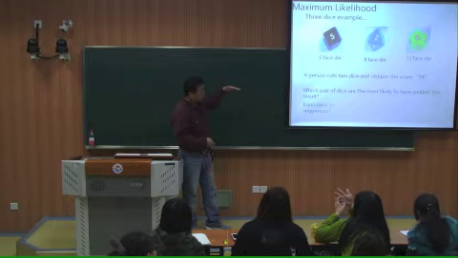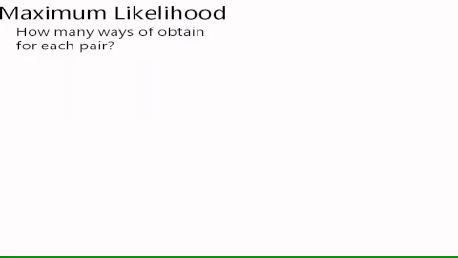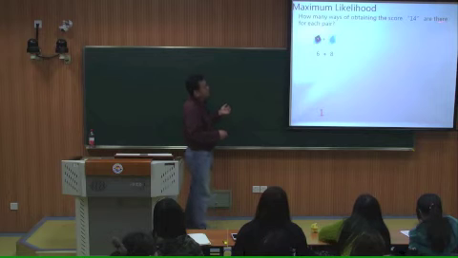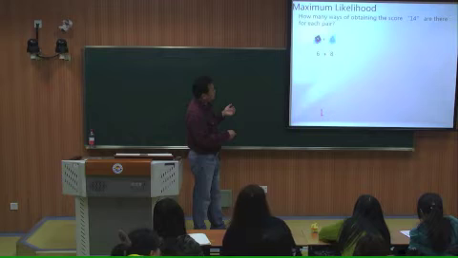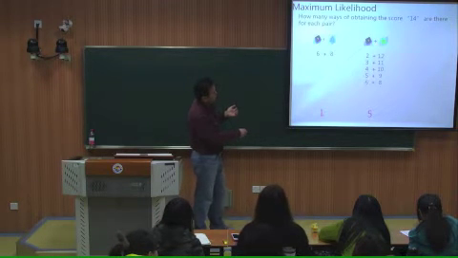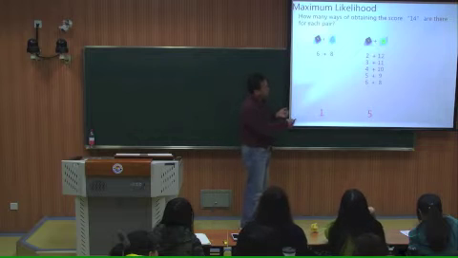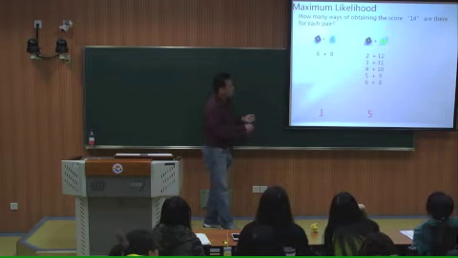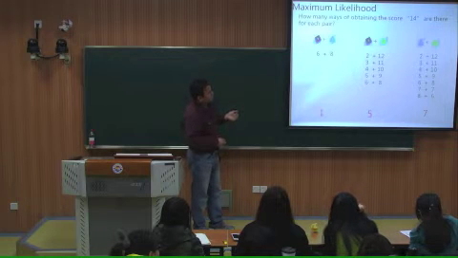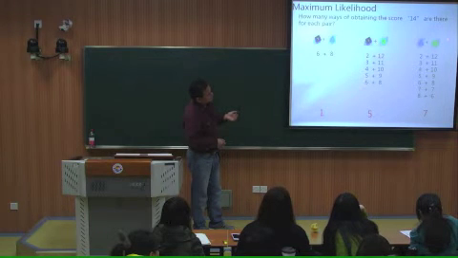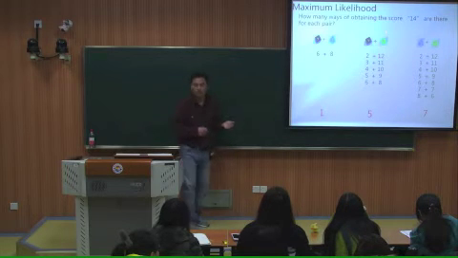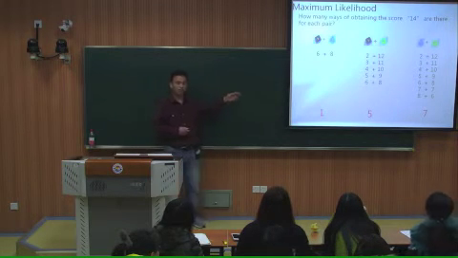Now we can see how we can use the maximum likelihood criterion to infer which 2 dice he used. So first we can find out how many ways of obtaining the score 14. It could be 6 plus 8. If we use these 2 dice, we could have 5 different combinations. If we use the 6-face and 8-face dice, we could have 7 different combinations, which all add up to 14. Any question about that?